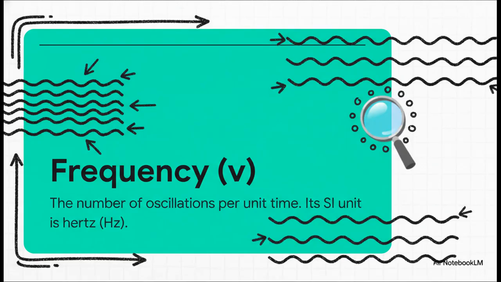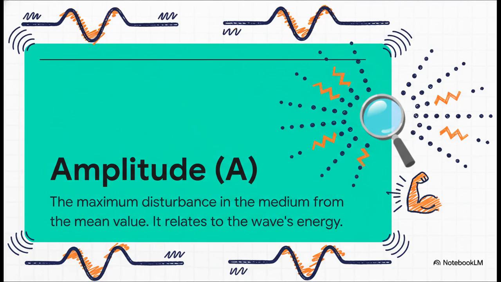Next up is frequency, represented by the symbol nu. Frequency is the number of complete oscillations or waves that pass a point in 1 second. Its SI unit is hertz, which we write as Hz. Then we have amplitude. You can think of amplitude as the strength of the wave. It's the maximum disturbance of the particles of the medium from their mean position. A larger amplitude means more energy, and as we'll see, a louder sound.